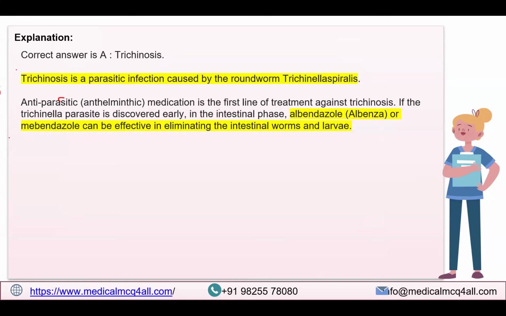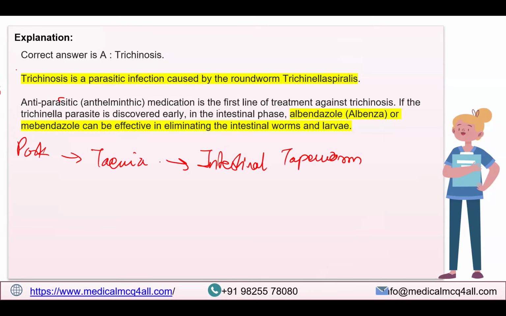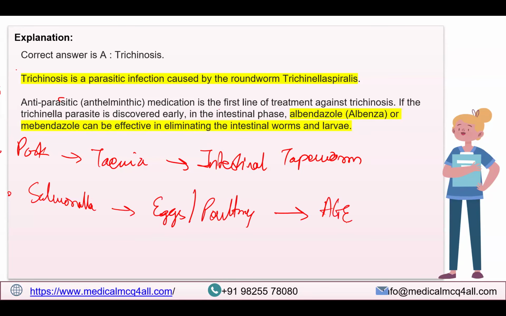If it was again pork, it is going to cause you Taenia. What will be the key feature that you will be seeing? There will be an intestinal tapeworm. Any infection with the tapeworm has to be your Taenia solium or Taenia saginata. After that, if you talk about salmonella, salmonella can be caused by your eggs or your poultry, chicken basically. And here you are going to have symptoms of acute gastroenteritis.